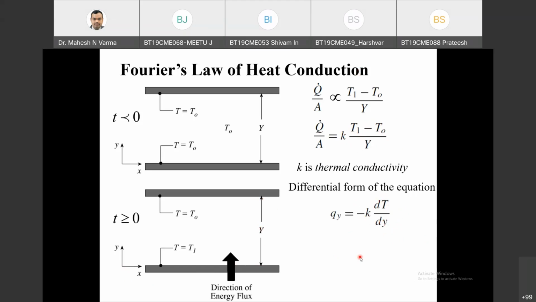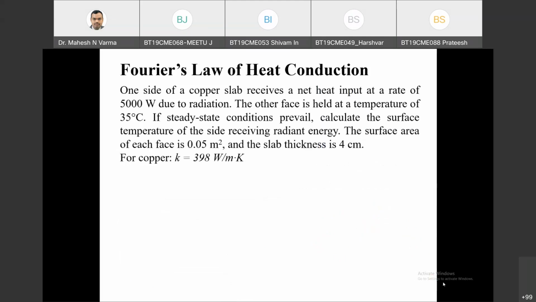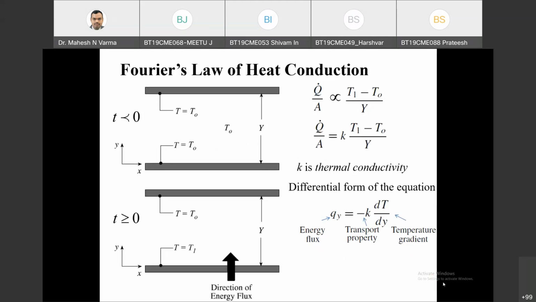So certainly heat flux equals thermal conductivity into the temperature gradient. Here you can see flux. Heat flux, transport property is thermal conductivity, and this gradient is the gradient of temperature. This is the Fourier law of heat conduction. So this is clear to everybody? Any doubt? Very good.